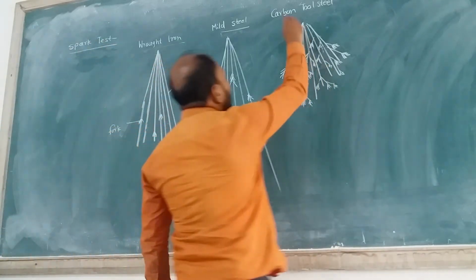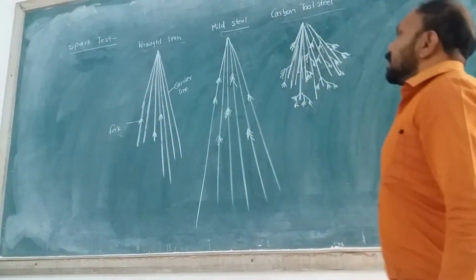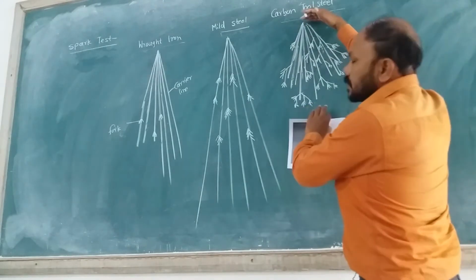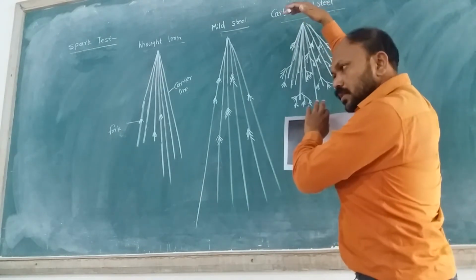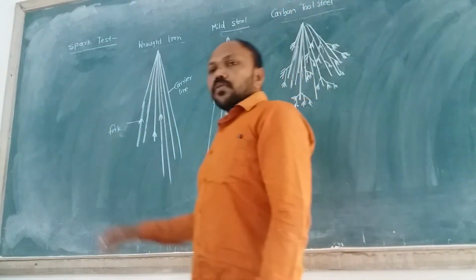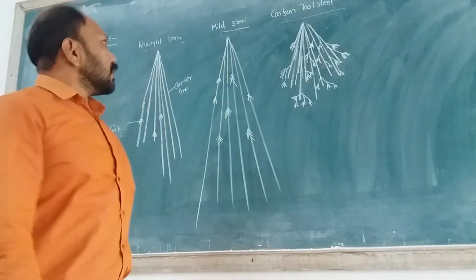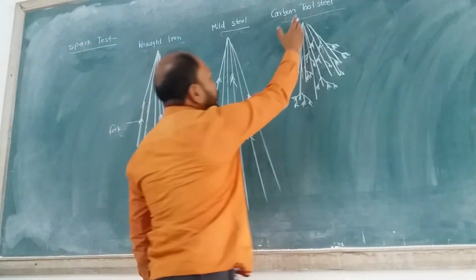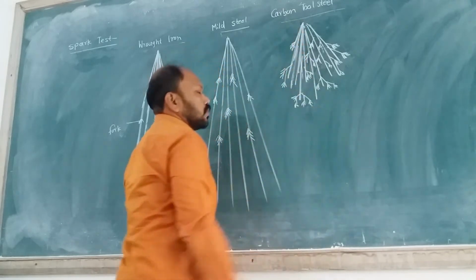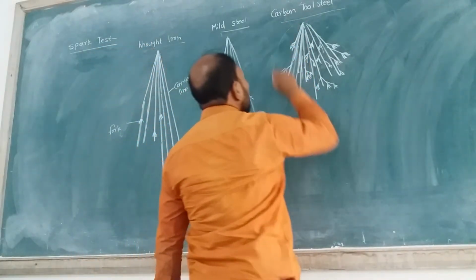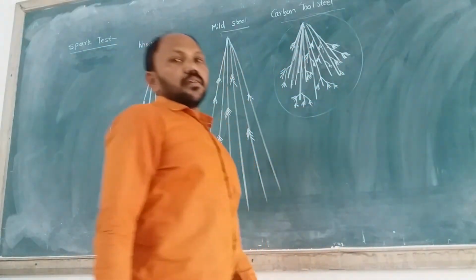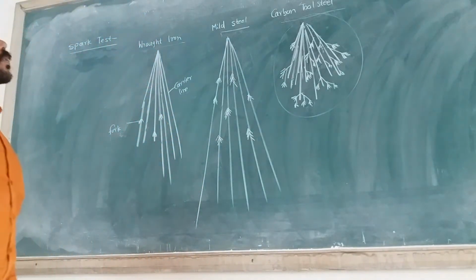Now if we see carbon tool steel, then the length of this carbon tool steel is less as compared to wrought iron and mild steel. The length becomes this much. Okay, this much only. This much portion is covered by using this carbon tool steel.